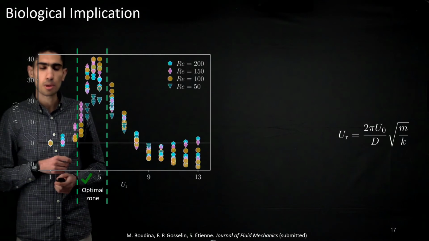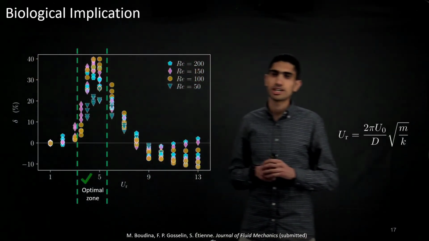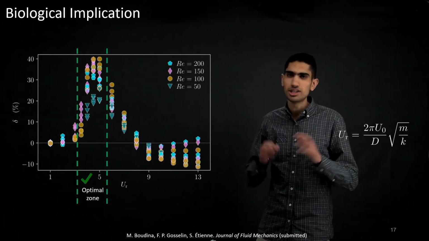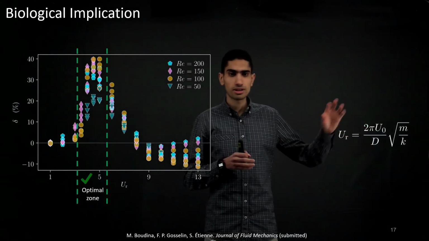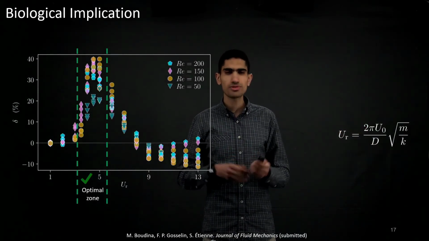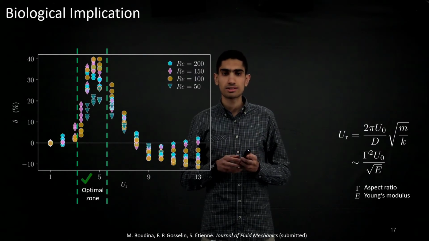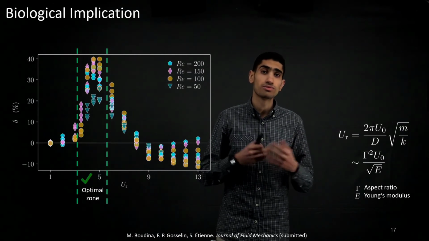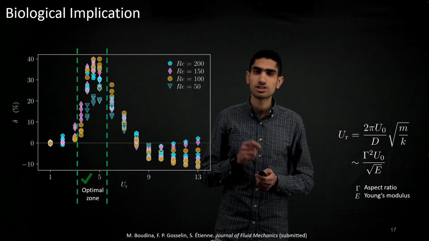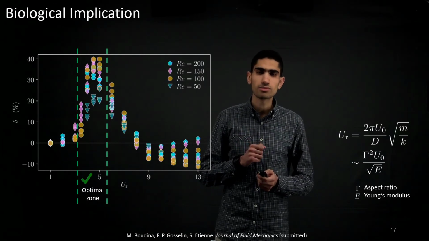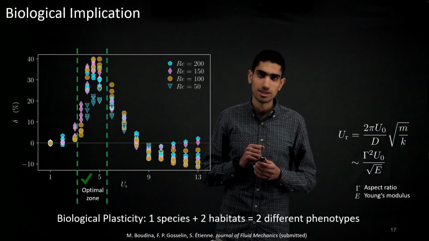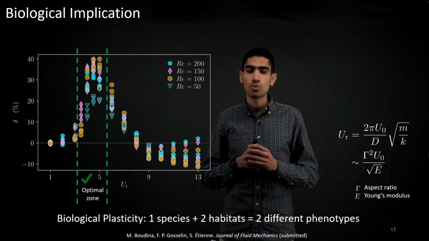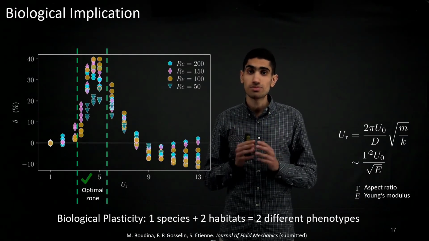Okay. So here, just quickly, a few words on the biological implication of this result. I've said that if you want to score a good capture, you need to have a UR near 5 in this optimal zone. The UR for a rigid cylinder in our model has this formula, but if you think of a real coral branch, we can show that it depends on the aspect ratio of that branch and also the Young's modulus of the coral skeleton, if you like. This formula is shedding light on an important phenomenon in biology called plasticity, which means that if you have a single species and you put it in two regions in the ocean, you're going to end up with two different shapes and morphologies.